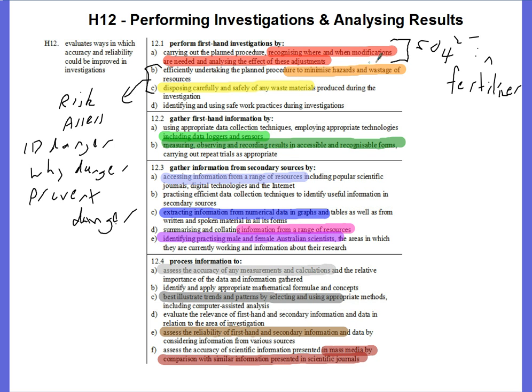The next 2 points are about minimising hazards, minimising waste, and disposing carefully of waste materials. Don't forget, for all our acids and our heavy metals, we often store them for proper disposal. If you've got to dispose of an acid, you should neutralise it first.